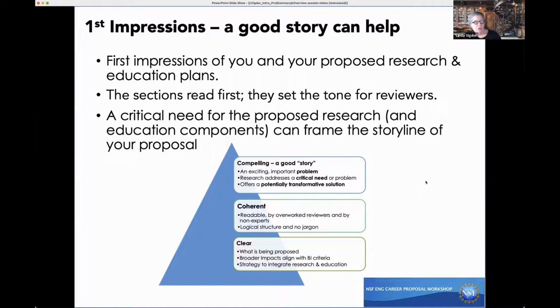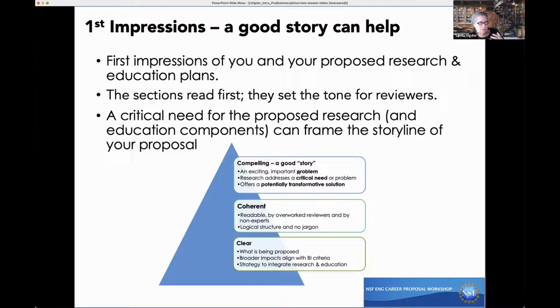So with first impressions, a good story for an NSF proposal can help you. And keep in mind that the project summary and the overview do set the tone for reviewers, in terms of how excited they get about it, what they think about you as a PI, whether you seem to be clear in what you want to do, whether you seem to be qualified, also whether you seem to be excited about the project.